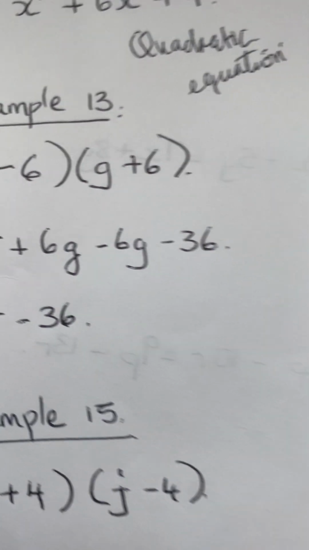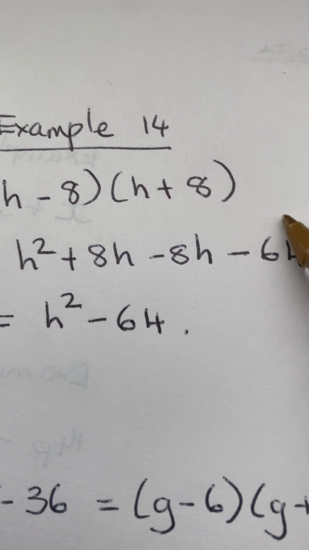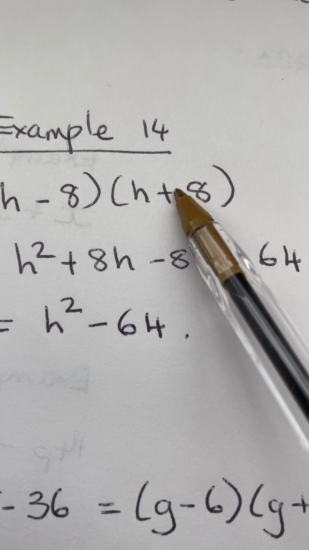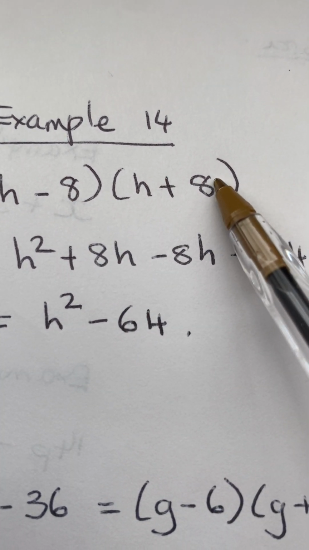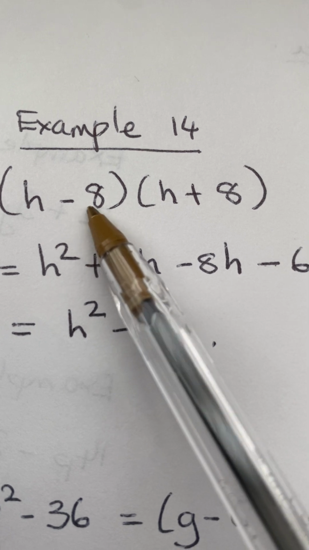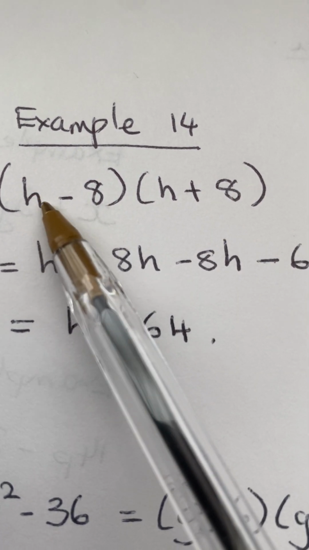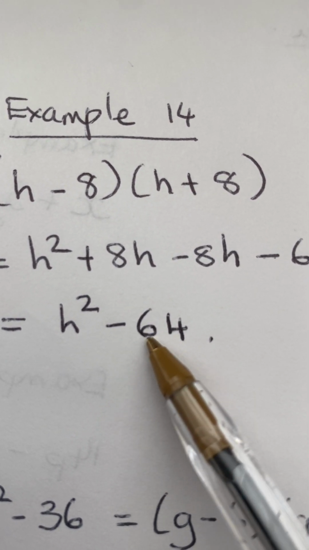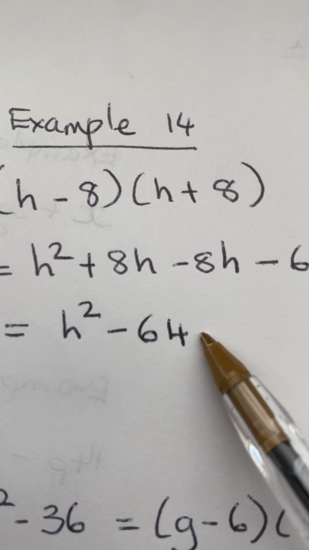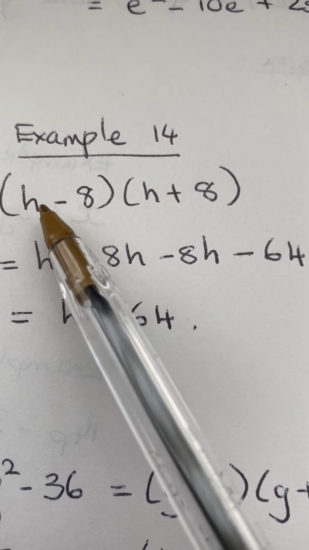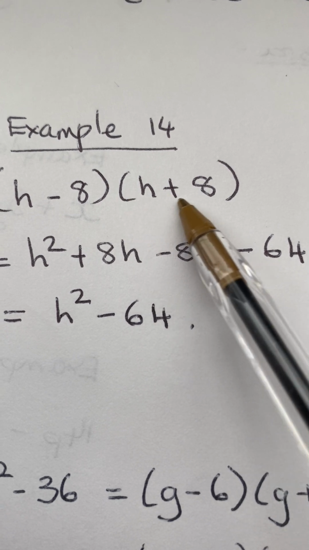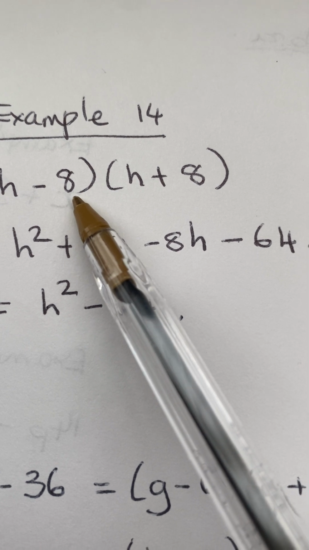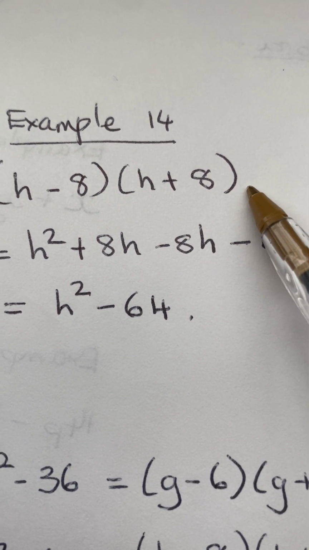Okay, now let's look at our next example. It's also an example of difference of 2 squares. Minus and plus, 8 and 8. Okay, so 8 squared is 64. So straight away my answer should be h squared minus 64. Okay, but let's do it. h will multiply everything in this bracket. Minus 8 will multiply everything in this bracket.